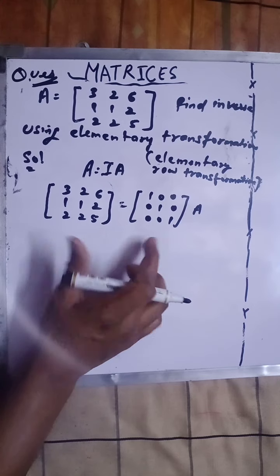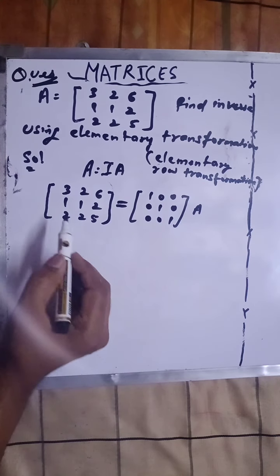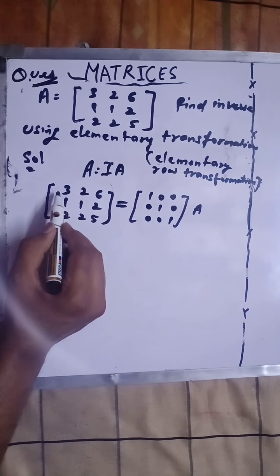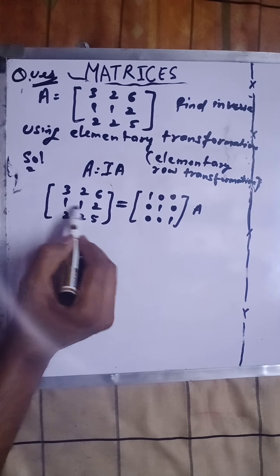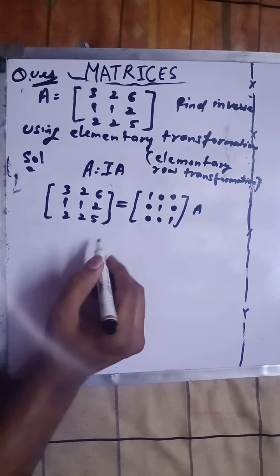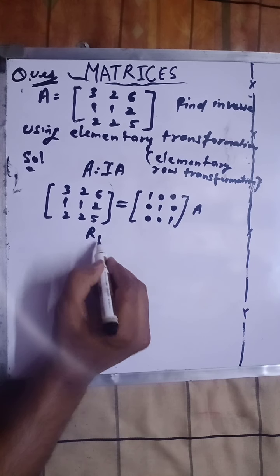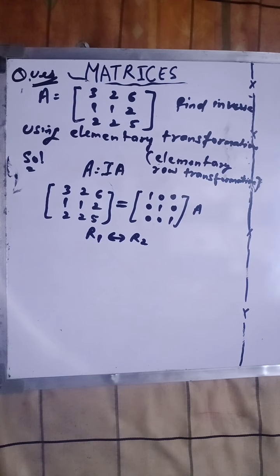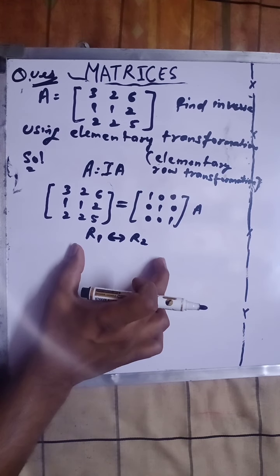The first operation which we have to apply, first of all, try to make this element in first step. At a place of 3 we need 1. So what I'm doing, I can see in row R2, that is 1 is coming at this place. So I'm interchanging row R1 with row R2. Okay, this is my first operation which I'm applying here.